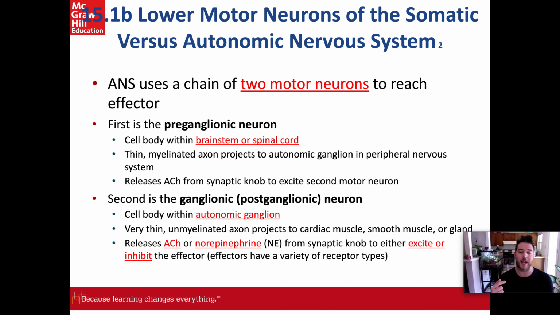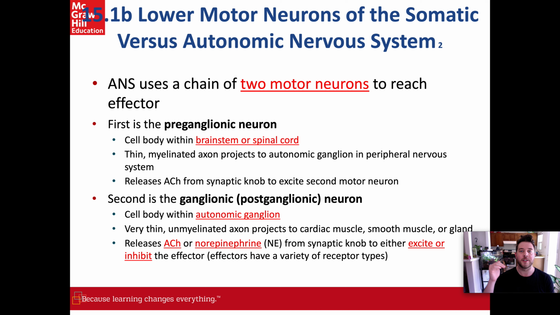The second neuron is going to have its cell body within the autonomic ganglion. So we'll see that the ganglion is just where it's going to be housed. It's very thin and unmyelinated, so it's going to conduct its signals slowly. It's going to project into the cardiac muscle, smooth muscle, or glands. The reason that it has a thin unmyelinated axon is we don't want quick, rapid changes. We want these changes to be slower and gradual so they can be monitored and regulated more precisely. The second neuron in this autonomic nervous system chain is going to release acetylcholine or norepinephrine to either excite or inhibit the effector, depending on what type of receptor the effector has.